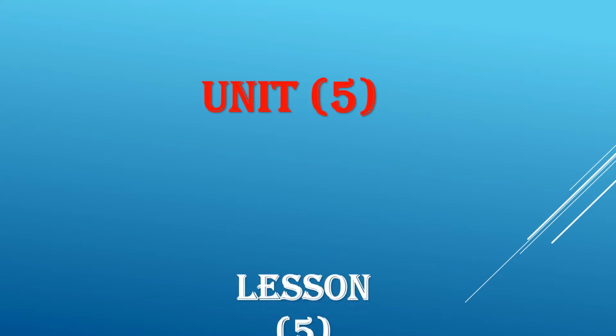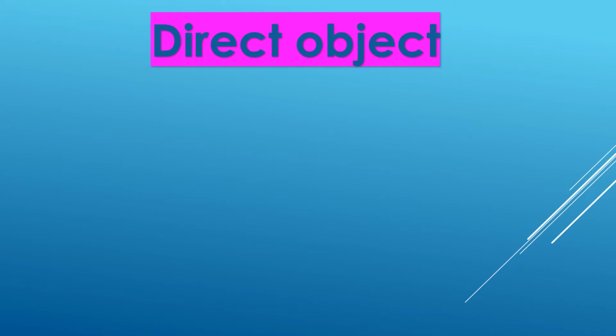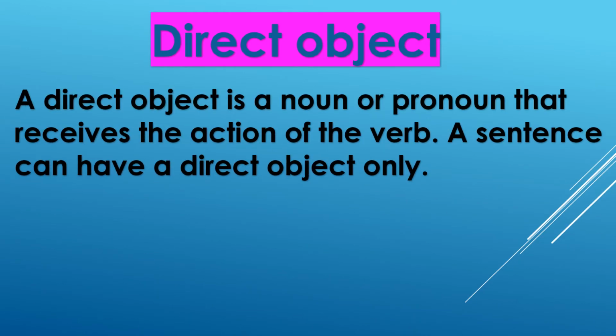Hello, my dear students. Today we are going to explain the grammar of Unit 5, Lesson 5, the last lesson of the unit. This lesson is talking about the direct object and the indirect object. As we said before, the direct object is a noun or pronoun that receives the action of the verb, and a sentence can have a direct object only.